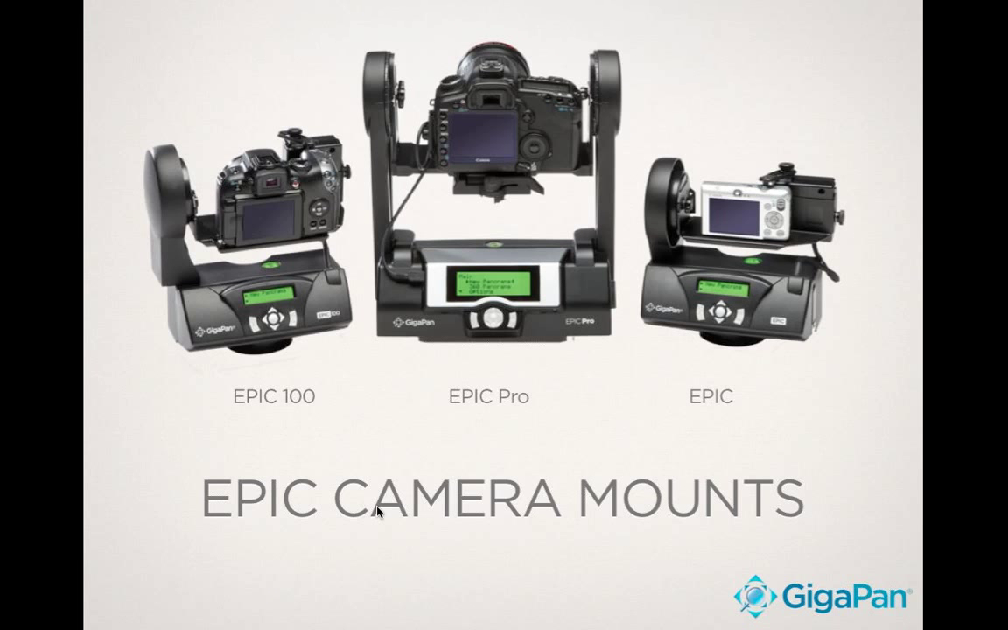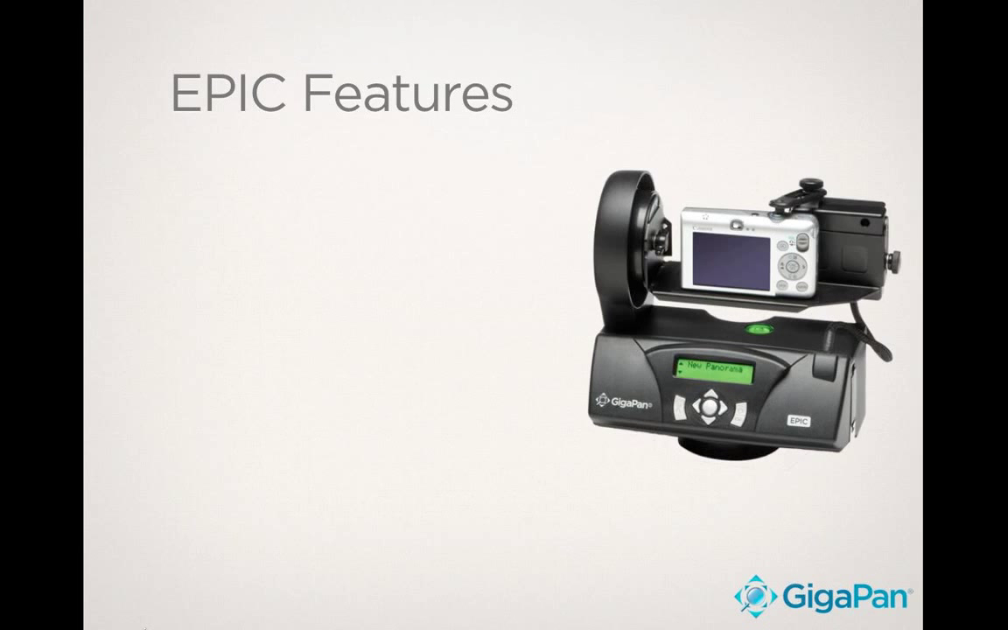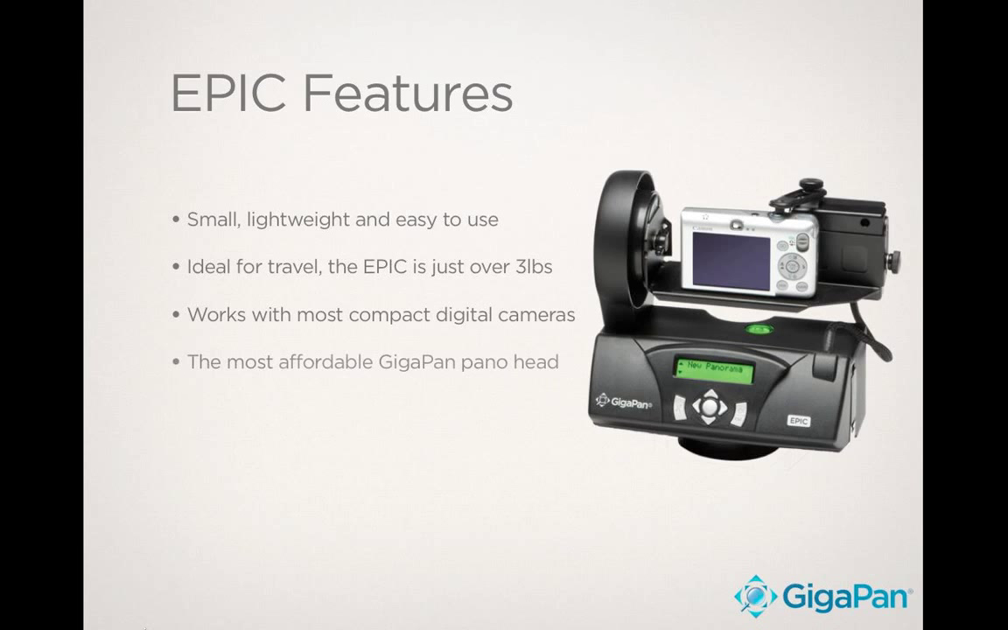We offer 3 different camera mounts. We offer the Epic, the Epic 100, and the Epic Pro. So the Epic is small, it's lightweight, it's really easy to use. It weighs just over 3 pounds. It works with most compact digital cameras. It's the most affordable robotic head that we offer, and it also offers a 360-degree panoramic range of motion.